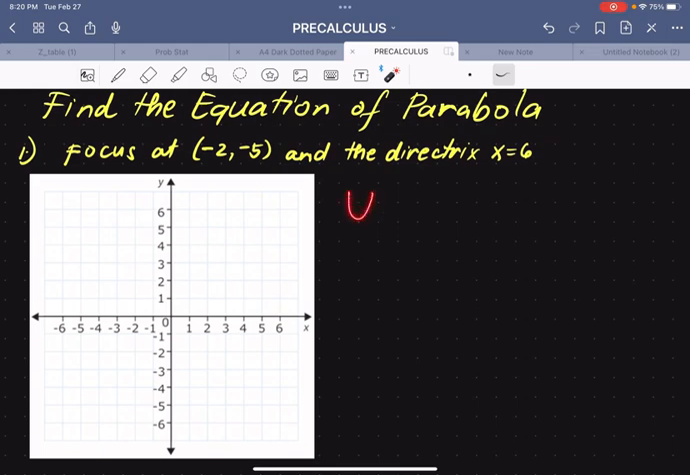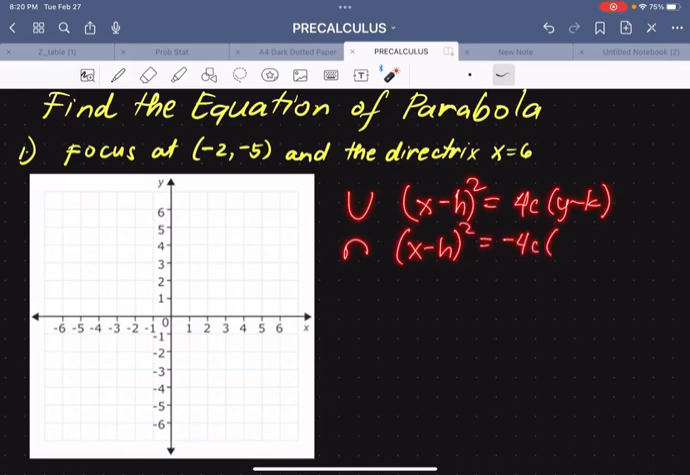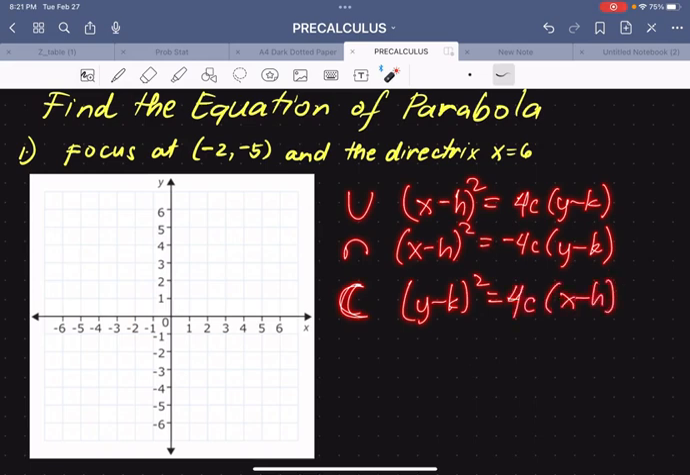If the parabola opens upward, we use the formula (x minus h) quantity squared equals 4c times (y minus k). If it opens downward, (x minus h) quantity squared equals negative 4c times (y minus k). If the parabola opens to the right, we use (y minus k) quantity squared equals 4c times (x minus h). And if it opens to the left, we use (y minus k) quantity squared equals negative 4c times (x minus h).